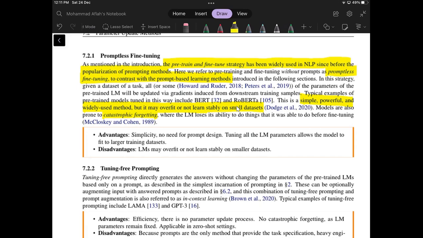So the advantages, again, are simplicity. There is no need for prompt design, because you're doing promptless, right? You have no prompts, and tuning all the language model parameters allows the model to fit larger data. And the disadvantages are overfitting and unstable training on smaller data sets.